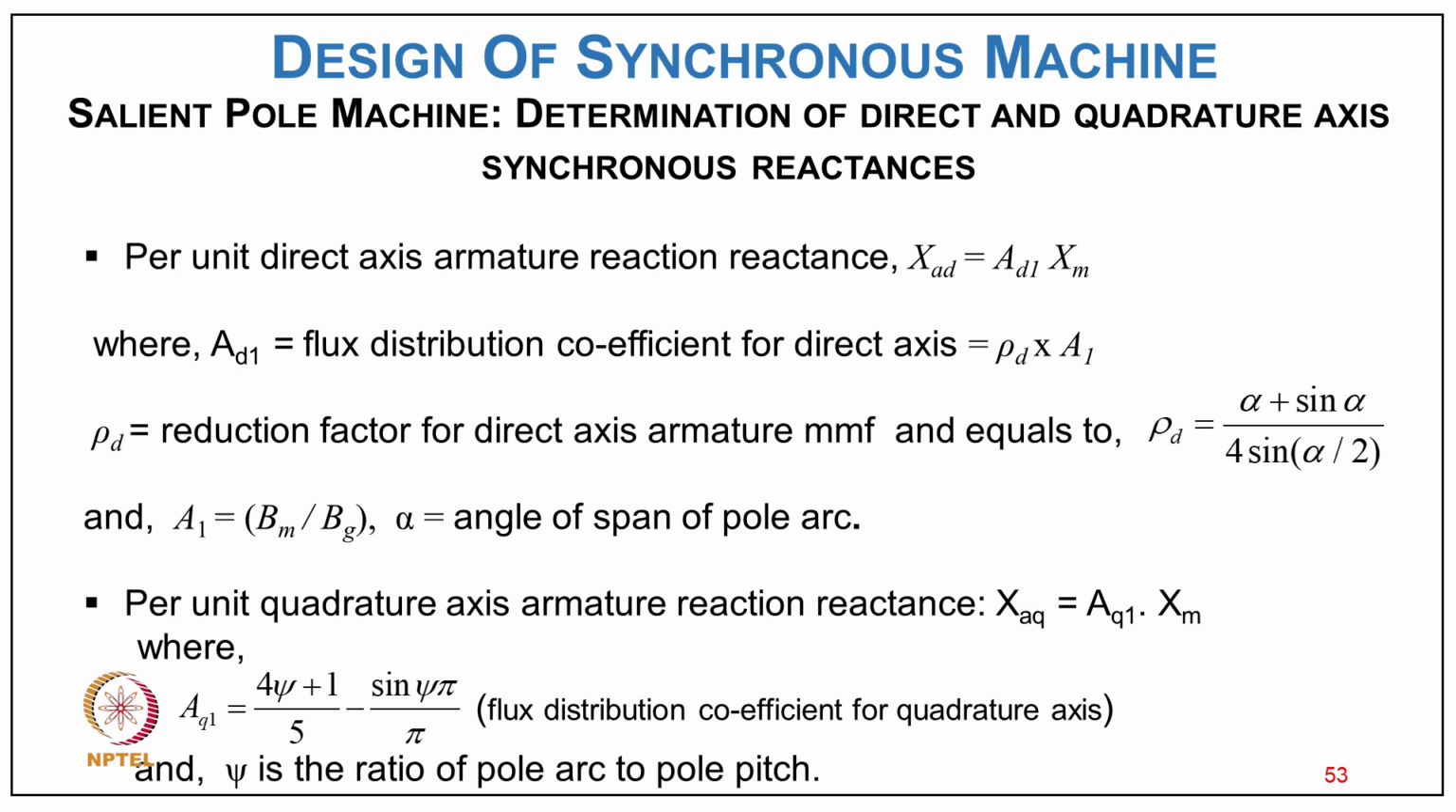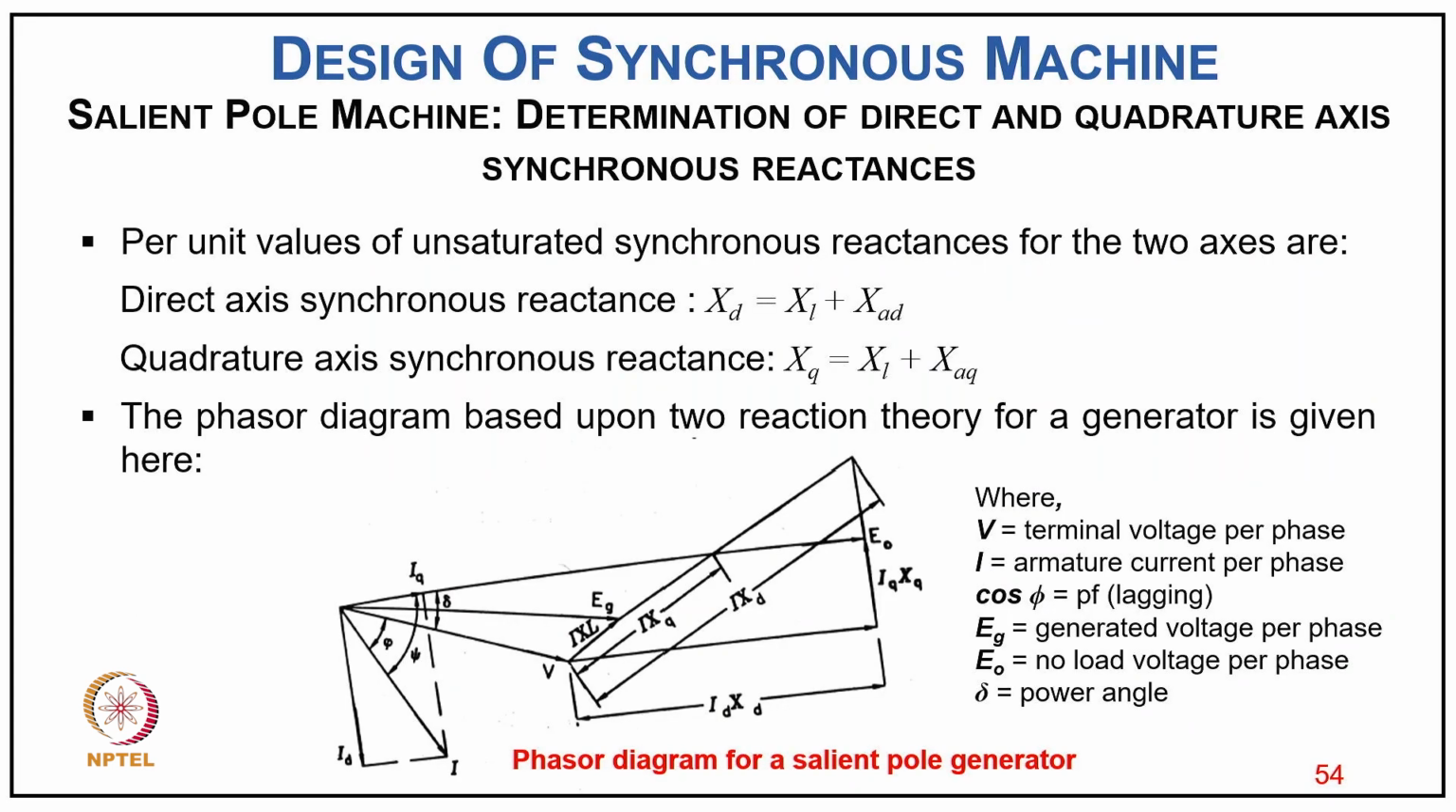So the per unit direct axis reactance is X_ad equal to A_d1 into X_m, where A_d1 is the distribution coefficient for the direct axis, that is rho_d into A_1. Rho_d is the reduction factor for the direct axis armature MMF, equal to alpha plus sine alpha divided by 4 sine alpha by 2, and A_1 is B_m upon B_g, where alpha is the span of the pole. Now the per unit quadrature armature reaction reactance is X_aq equal to A_q1 into X_m, where A_q1 is the flux distribution coefficient, 4 psi plus 1 divided by pi minus sine psi pi divided by pi, and psi is the ratio of pole arc to pole pitch.